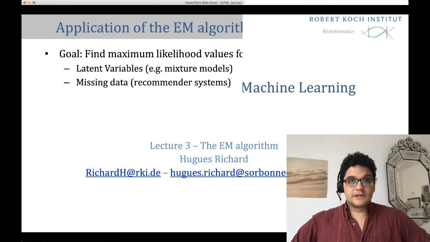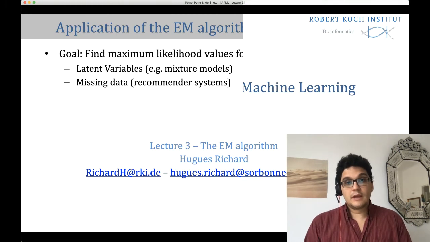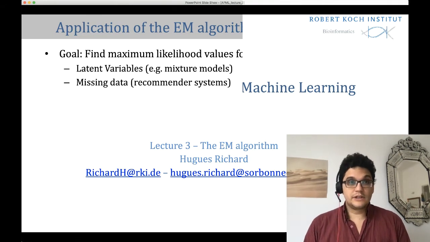So two typical applications of the EM algorithm are cases where we have models, but we don't observe everything. So we are missing some part of the observation, but we want to find the parameters of the model, the maximum likelihood estimates, so to maximize the likelihood. Either we don't see some variables, which we call latent variables, and this is what we saw with a mixture model, or we have missing data, and this is a very common case in recommender systems, which I will show shortly afterwards.